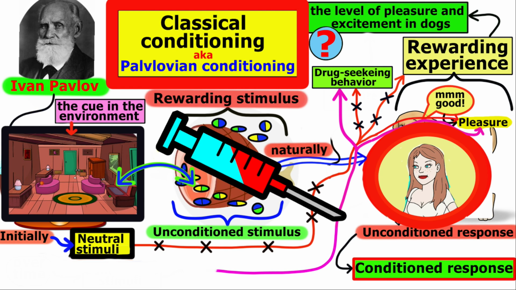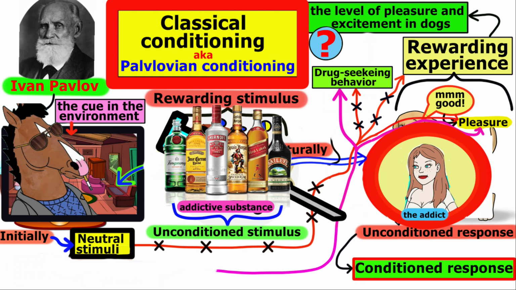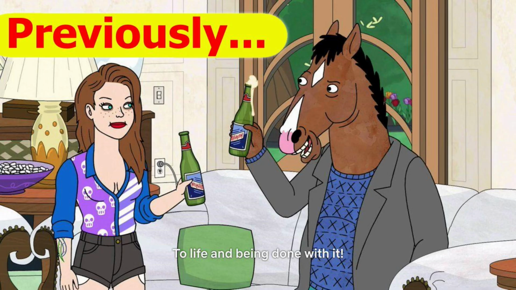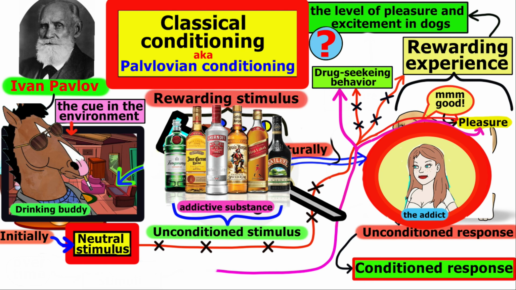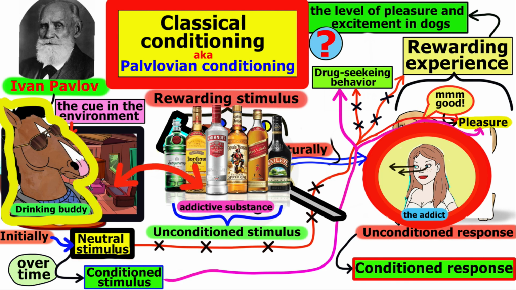Quick recap. Sarah Lynn is the addict, the alcohol is the addictive substance, and Bojack is a drinking buddy of Sarah Lynn, or, scientifically speaking, a cue in the environment. Initially, the presence of Bojack was a neutral stimulus, meaning it didn't trigger drug-seeking behavior. But since Sarah Lynn saw him a lot of times, previously, when she took drugs, the presence of Bojack was paired with the presence of the addictive drug while feeling pleasure. So, over time, the presence of Bojack becomes a conditioned stimulus. Now, if Sarah Lynn sees Bojack again, this can elicit the drug-seeking behavior.